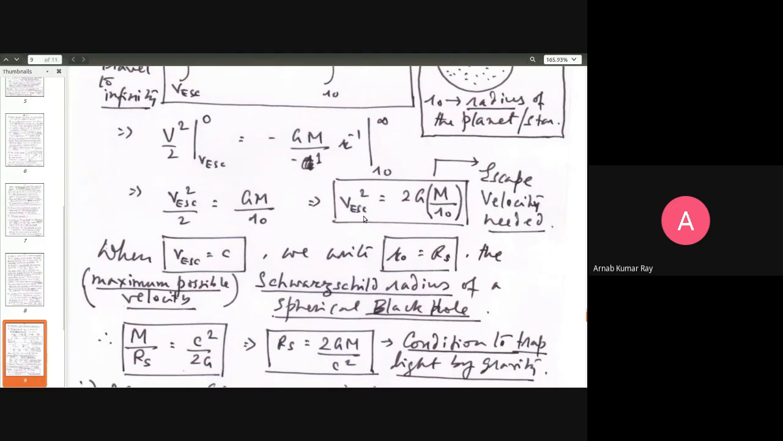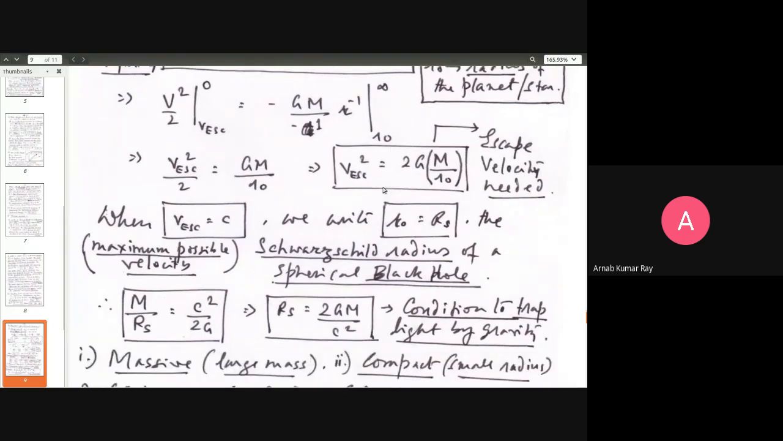So light, of course, has an enormously large velocity as compared to the required escape velocity. For planet Earth, the escape velocity required is 11.2 kilometers per second, which you have studied at school. It's a very simple matter of common experience. Light travels at 3 lakh kilometers per second. Light has no difficulty escaping the Earth's gravity.